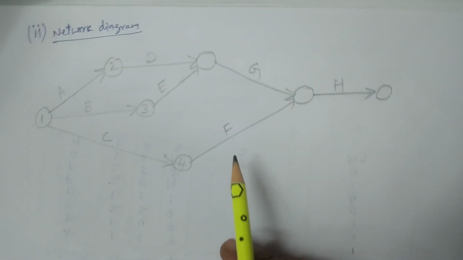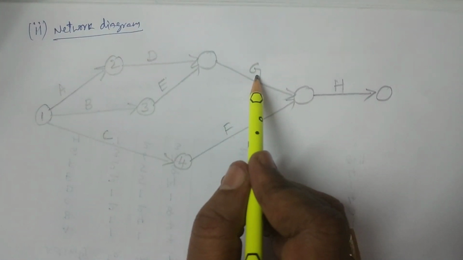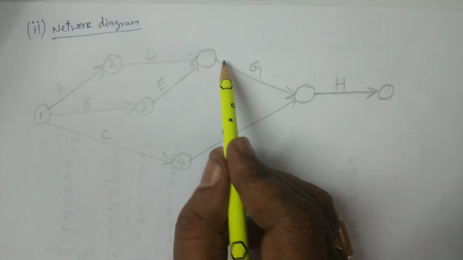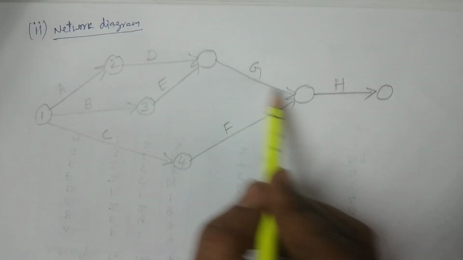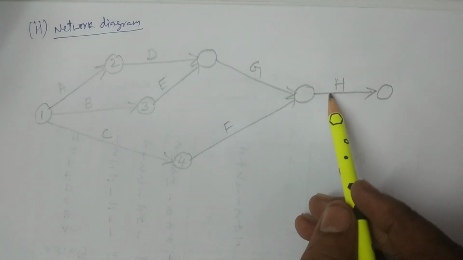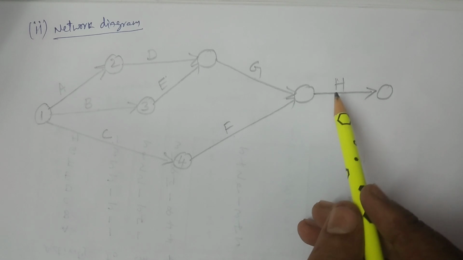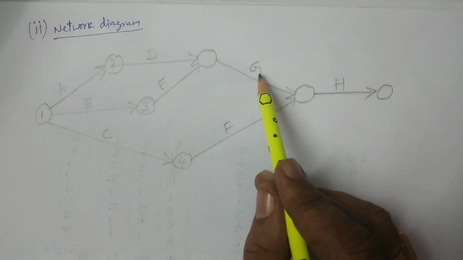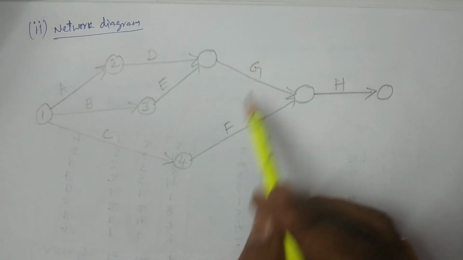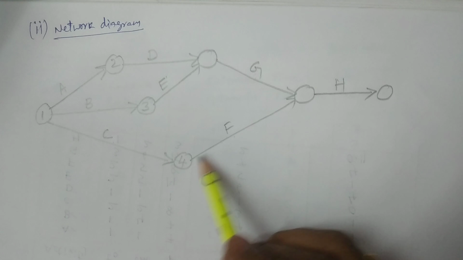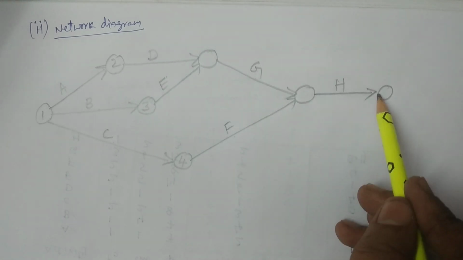And then G is the activity. The predecessor activities for G are D and E. Therefore, D and E are finished before starting G. Okay, in this direction I am considering G. And then one more restriction: before starting H, the predecessor activities are G and F. G and F are to be finished before the activity H. Therefore, G and F I have joined here, and then H I have started here.